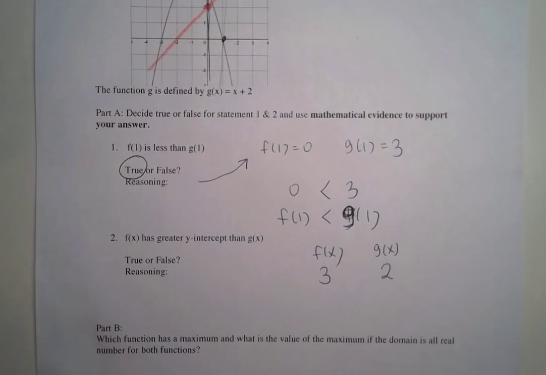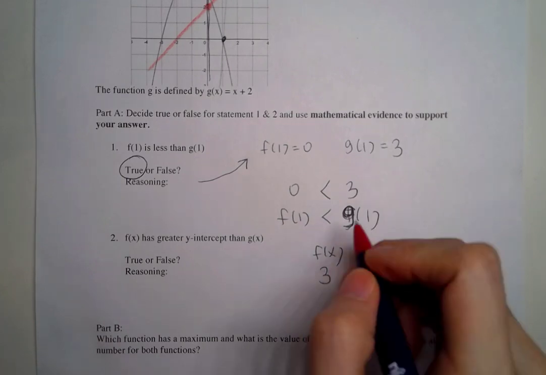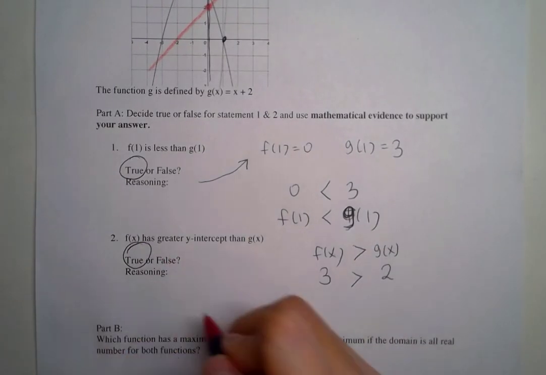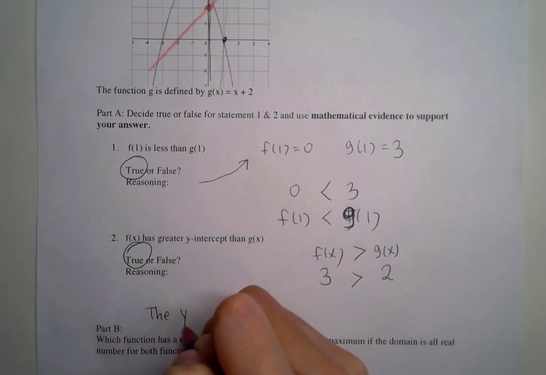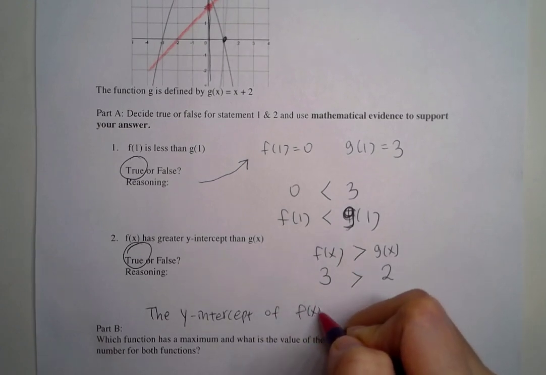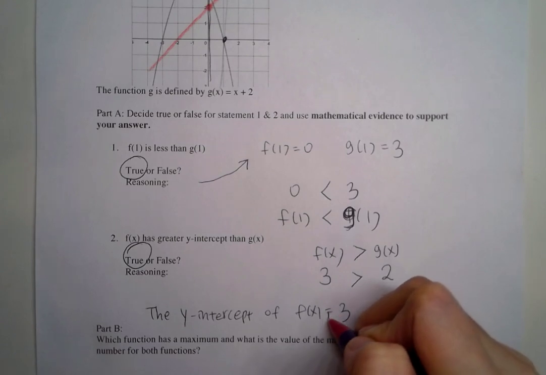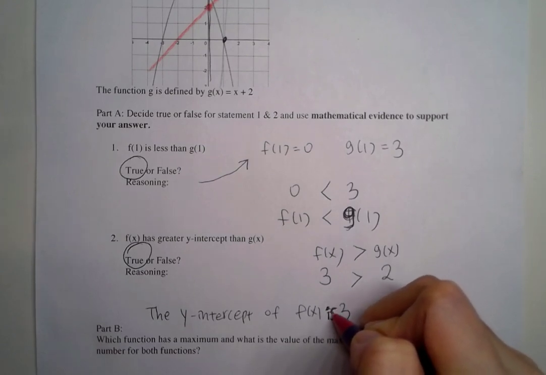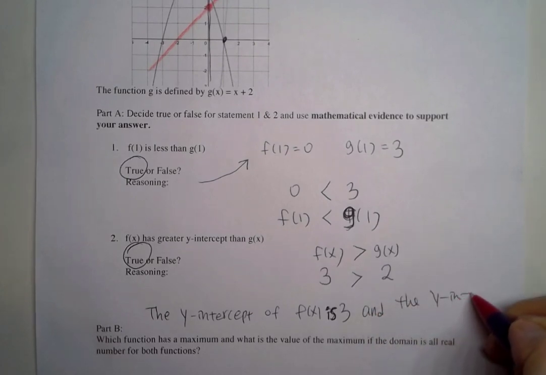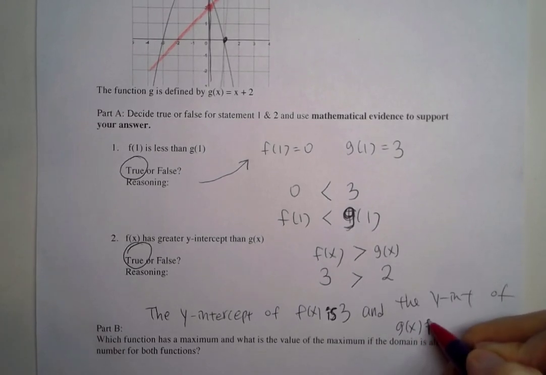True or false? Which one is greater? For f of x, this 3 is greater than 2, so this is true. And the reasoning, you just write it. The y-intercept of f of x is 3, and the y-intercept of g of x is 2.